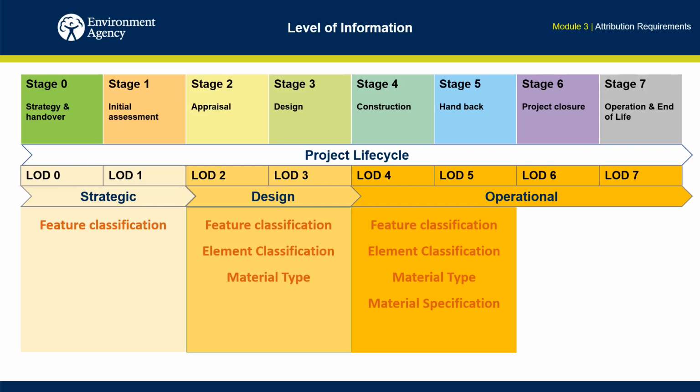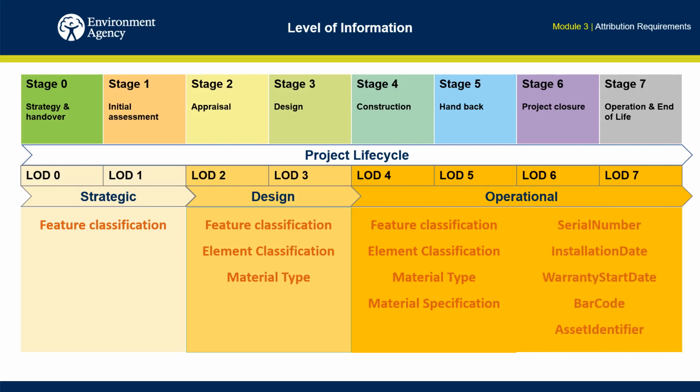Once construction is complete, additional data relevant to operational, maintenance and decommissioning phases is provided within the as-built graphical models delivered at handback. This could include specifications for products such as serial numbers, warranty information and installation date.